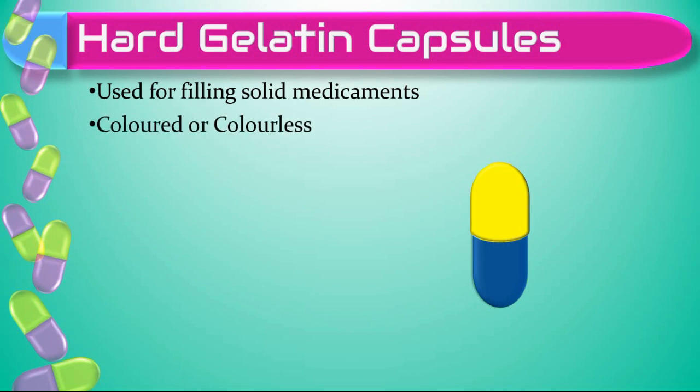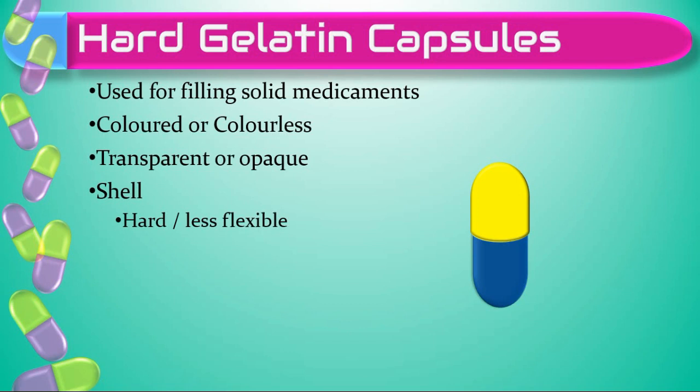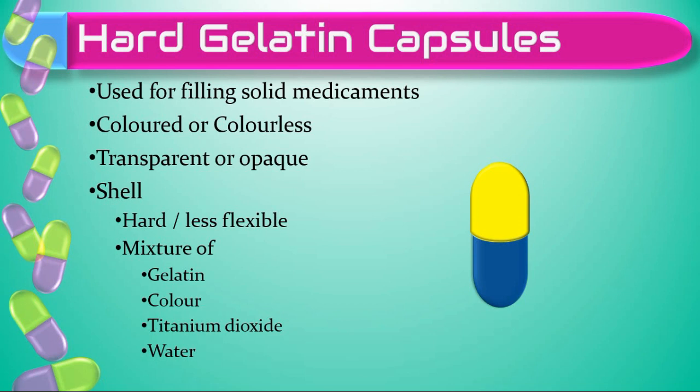These are colored or colorless and transparent or opaque. The shell of this type of capsule is hard, that is, it has less flexibility, and it is prepared from a mixture of gelatin, color, with or without titanium dioxide in water. Titanium dioxide is used to make shells opaque.